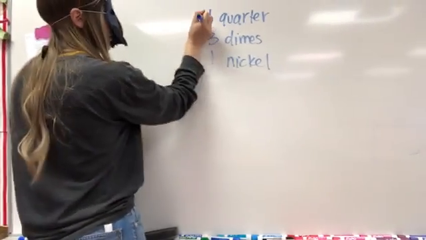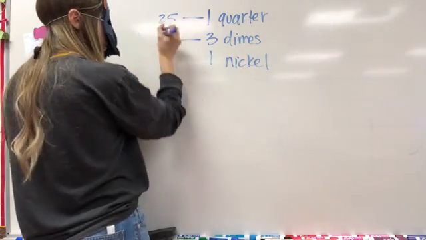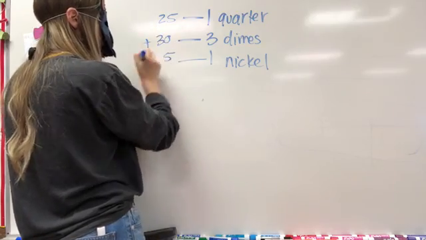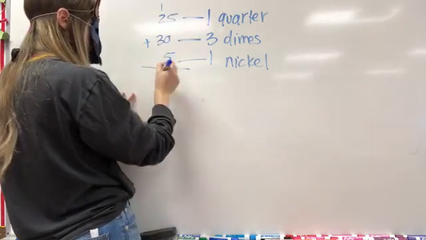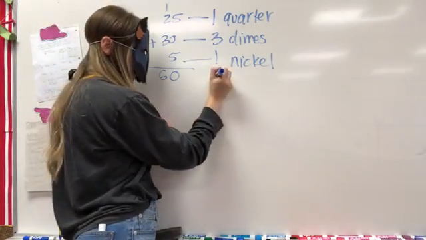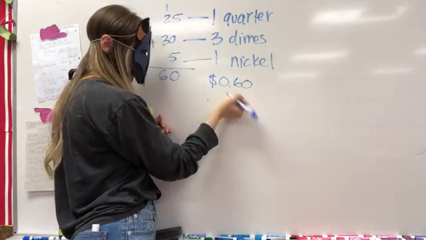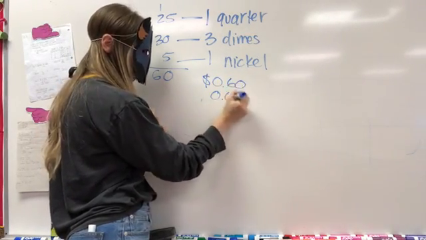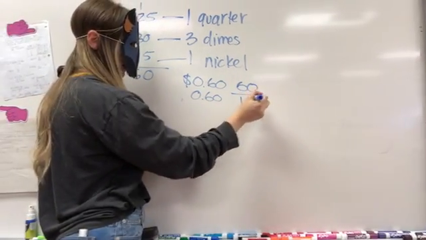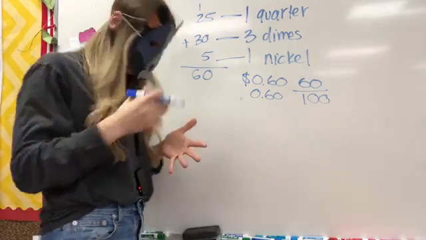All right, I'm going to get started. So 1 quarter is 25 cents. 3 dimes, so that's 10, 20, 30 cents. And then 1 nickel is worth 5 cents. So if we add those up, we have 60 cents, okay? So let's write it as a money amount. So dollar sign, no dollars, but 60 cents. As a decimal, we just take off the dollar sign. And then as a fraction, it's 60 cents out of 100. I hope you got your first pause problem.